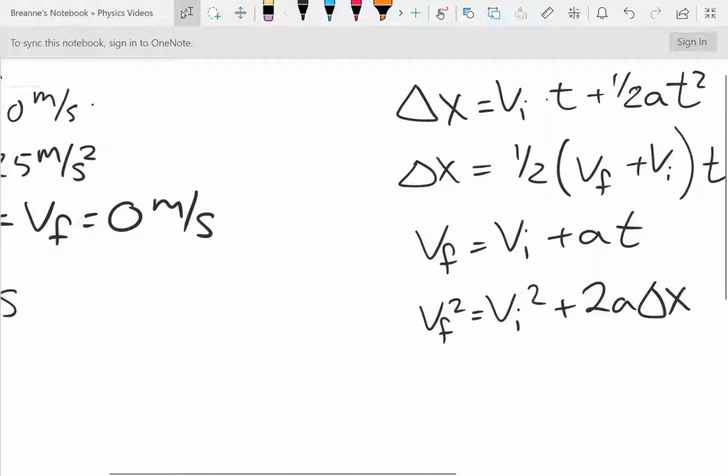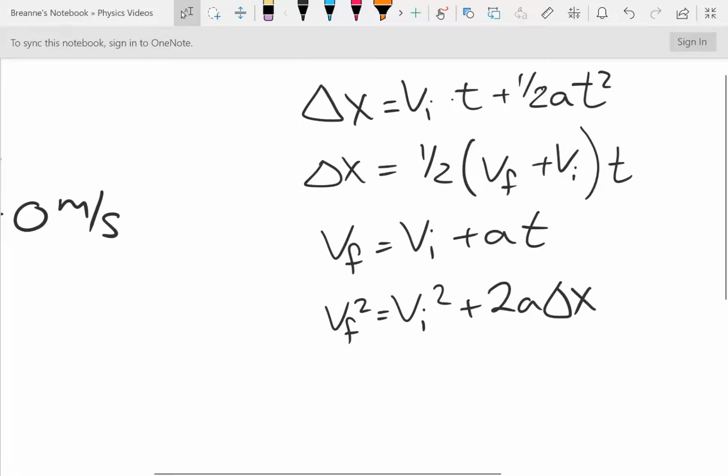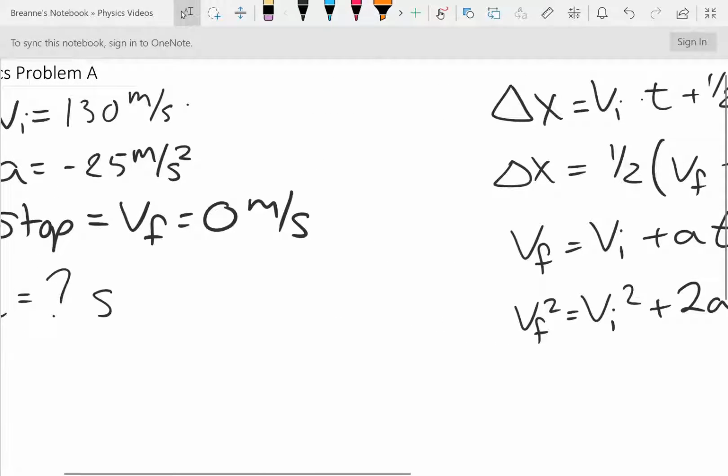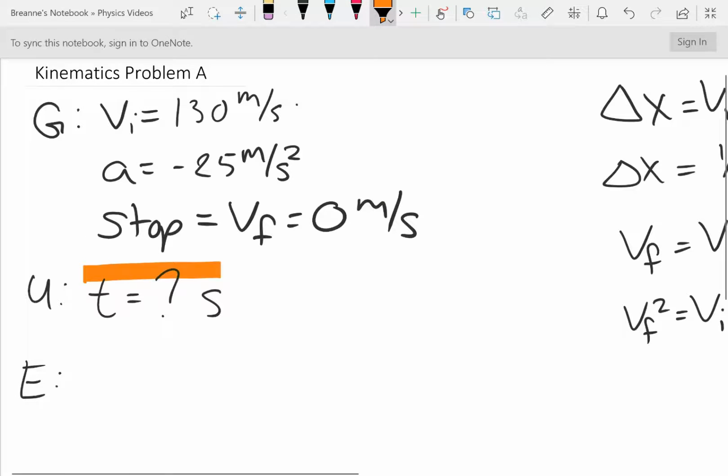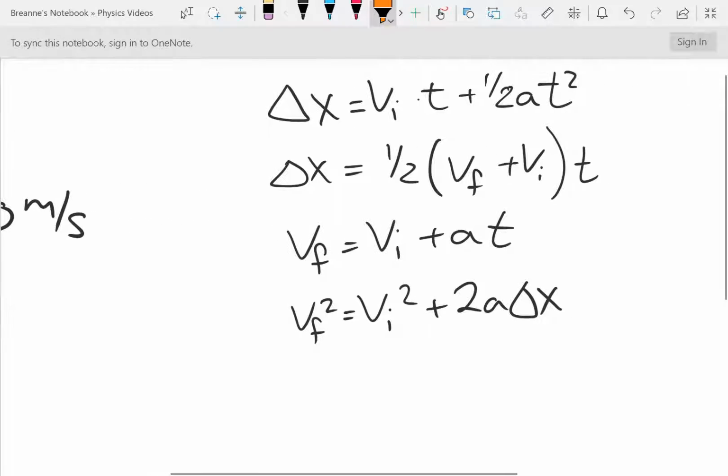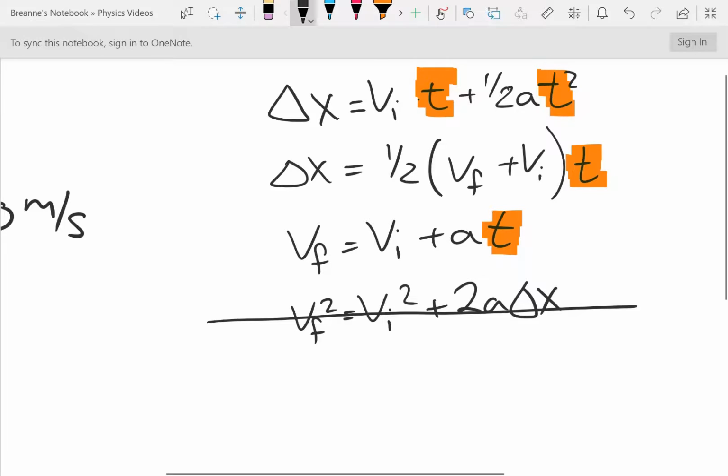So now we have to look at our equations. Our equation has to have time. That is a must. That equation has time. Oh, this equation does not have time, so we cannot use that equation.